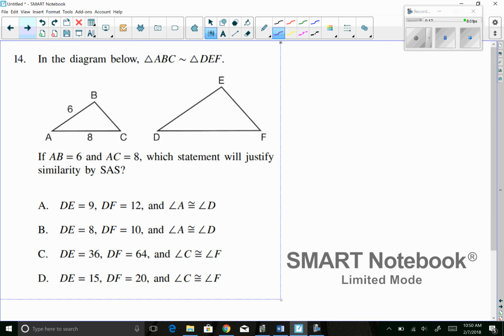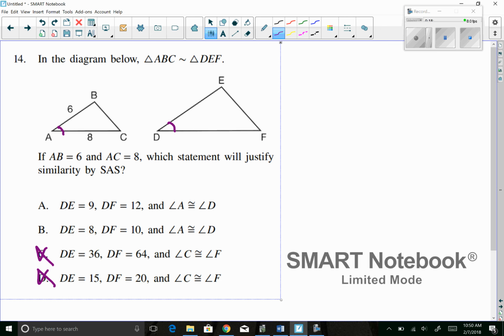The next question asks us to determine which of those would create a similarity situation here with side, angle, side. So the angle that we want to be congruent is going to be angle A and angle D. Otherwise, it wouldn't be side, angle, side. So right away, I can cross off choice C and D. I don't even have to look at those choices.